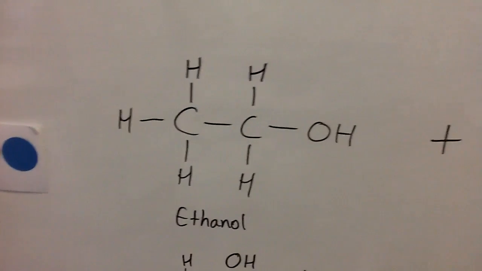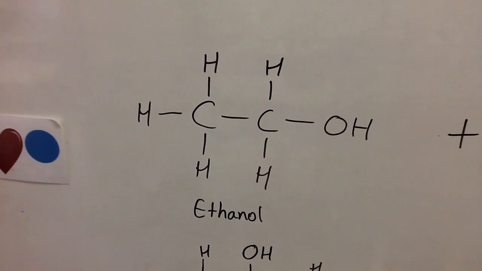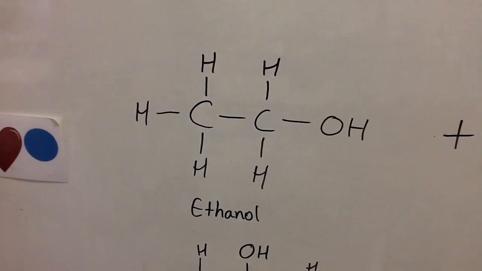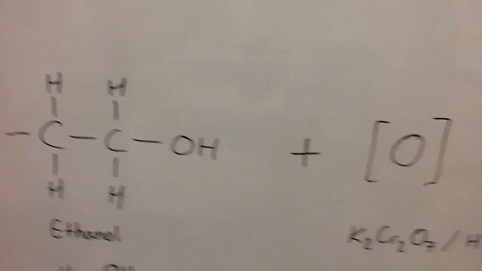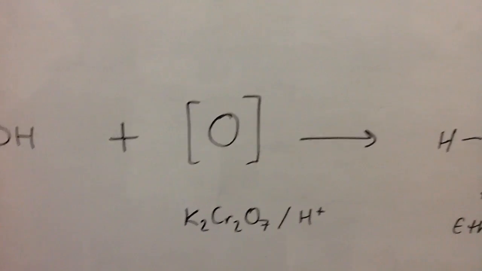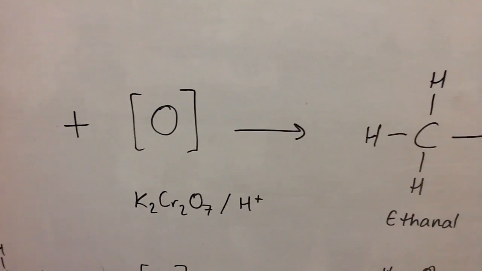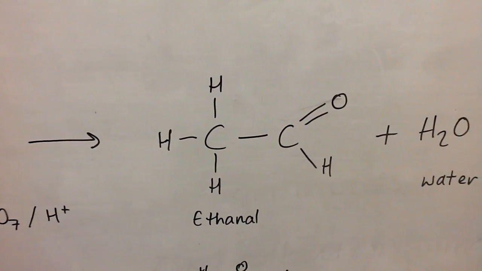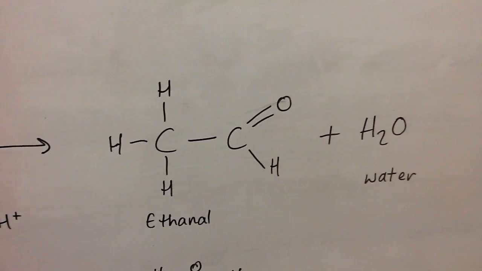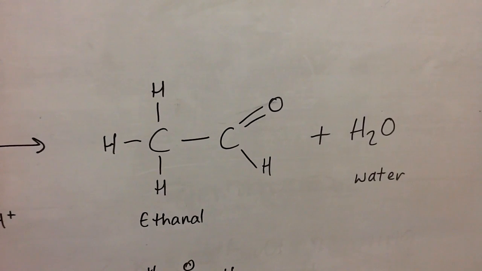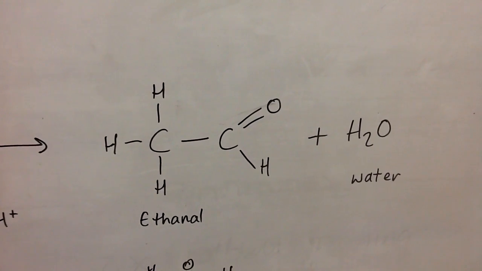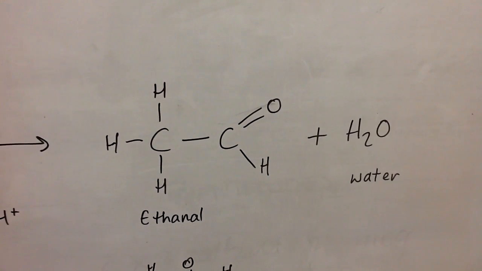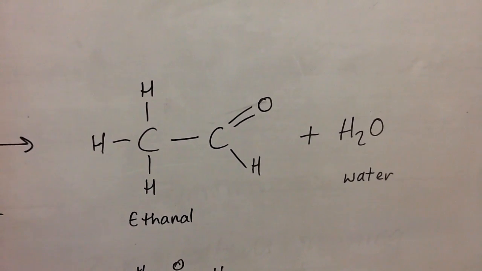Aldehydes are made by oxidizing alcohols. For example, ethanol oxidizes to ethanal by the addition of acidified potassium dichromate, which is shown in a reaction as the O here. And the product also gives water, as the OH from the alcohol and the O from the acidified potassium dichromate go together to make water.